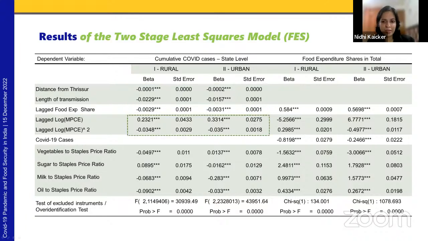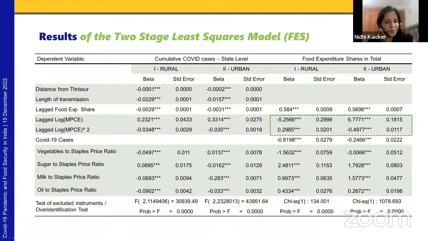In both rural and urban areas and at the all India level, we actually find that the cumulative COVID-19 cases in the state are positively associated with household MPCE, and negatively associated with the square, which implies rising intensity of COVID-19 with affluence, but at a decreased rate. We get a negative coefficient on MPCE for rural households and a positive coefficient of the square, which corroborates a U-shaped convex Engel curve.